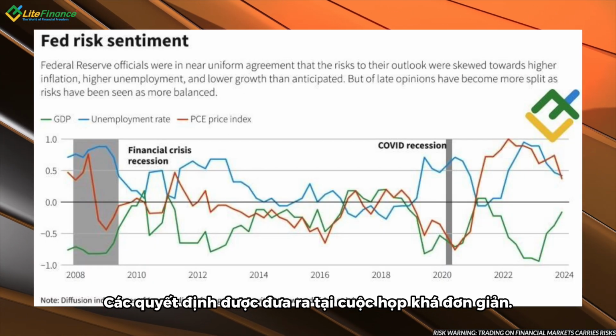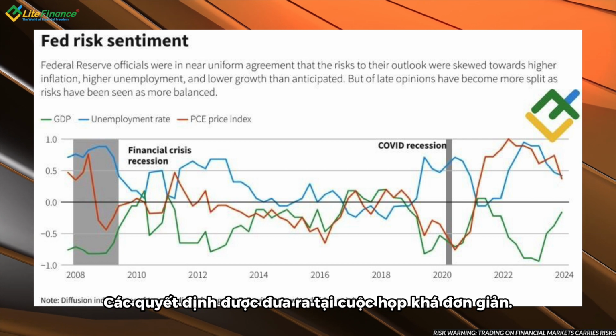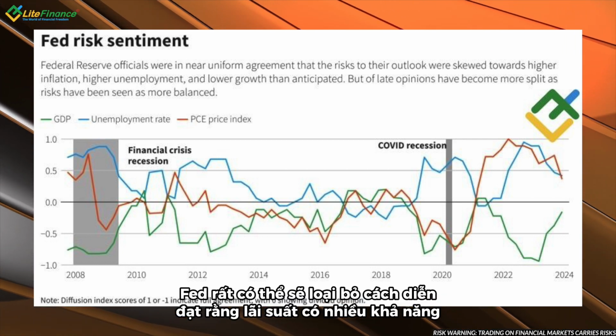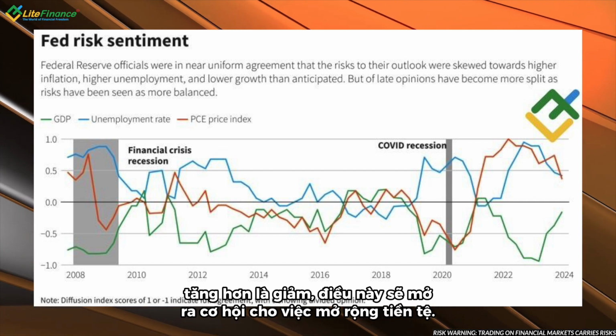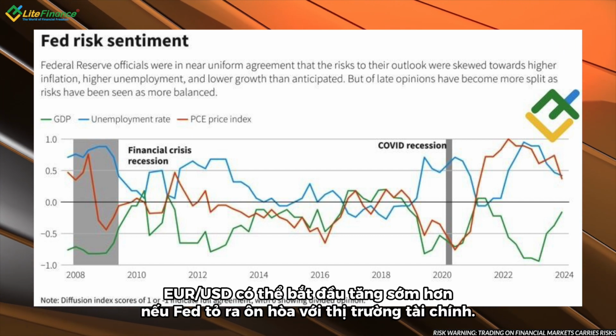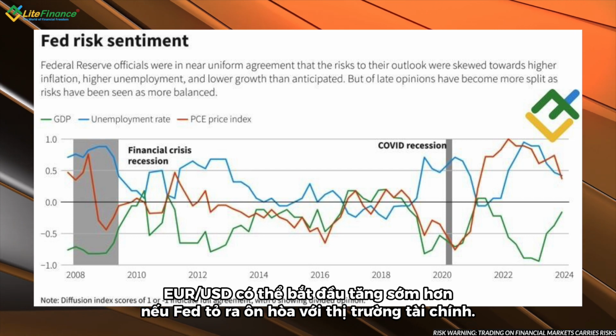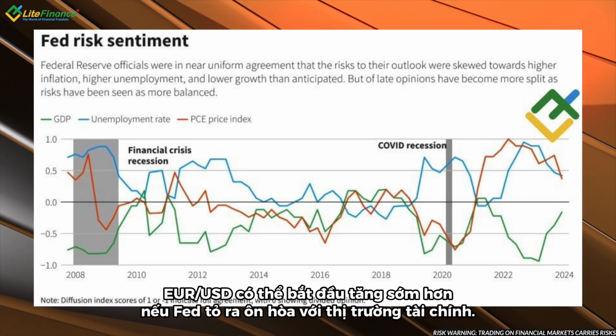The decisions made at the meeting are quite simple. The Fed will most likely get rid of the wording that rates are more likely to rise than fall, which would open the door to monetary expansion. The Euro USD could start rising sooner if the Fed appears dovish to financial markets.